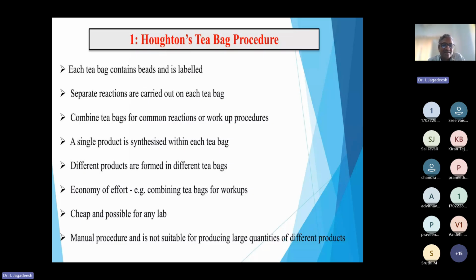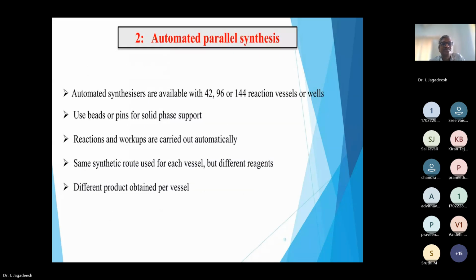Even so, it is very cheap and possible in any lab because we are using beads. You can make the beads on your own or purchase them from standard laboratories, and use them for the particular scaffold synthetic routes. Manual procedure is not suitable for producing a large quantity of different products. Singly, we are doing a trial and error method, randomly picking up and doing. It takes a lot of time. That should be avoided in high throughput screening.